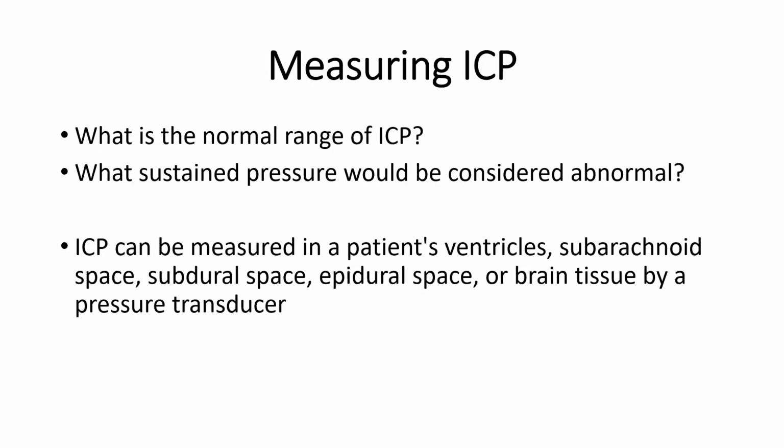So measuring ICP, what is the normal range of intracranial pressure? It should be reading 5 to 15 millimeters of mercury. And what sustained pressure would be considered abnormal? That would be 20 millimeters of mercury. We do not want to see an ICP reading at a constant level of 20. It means that we do have an elevated ICP.